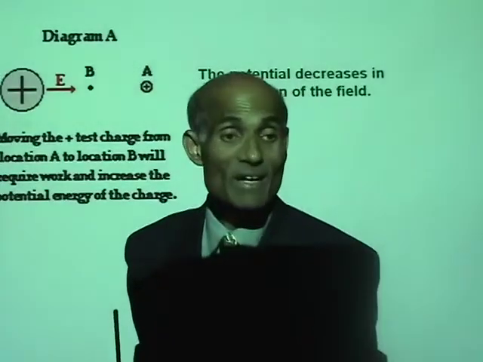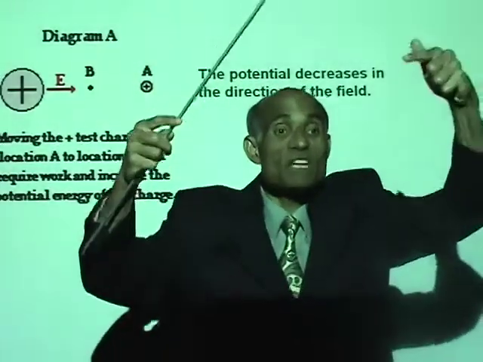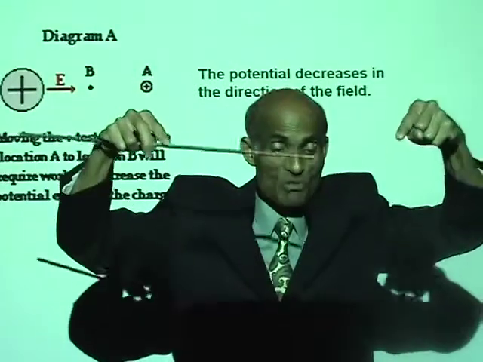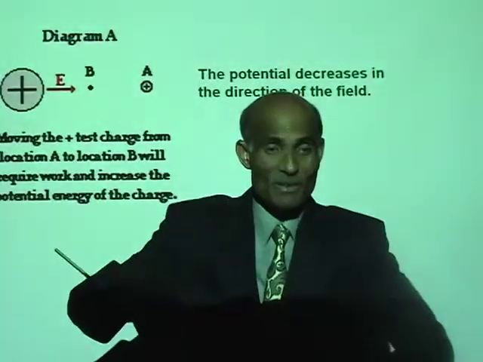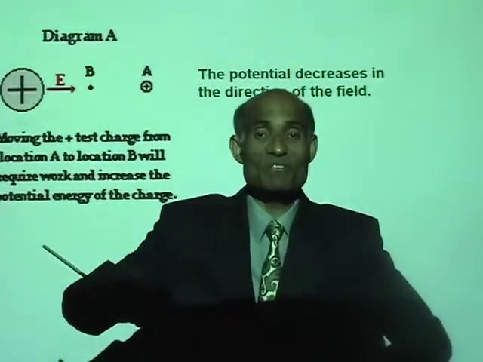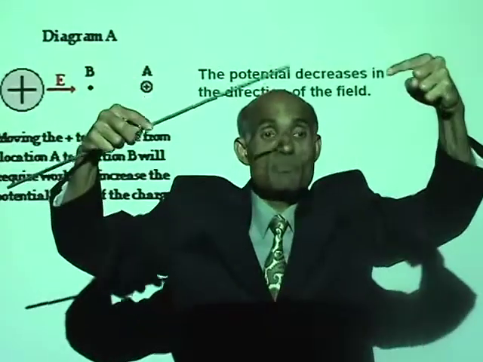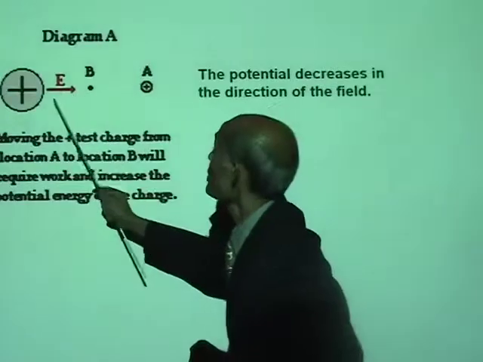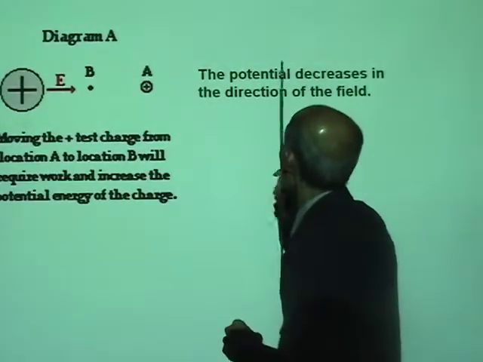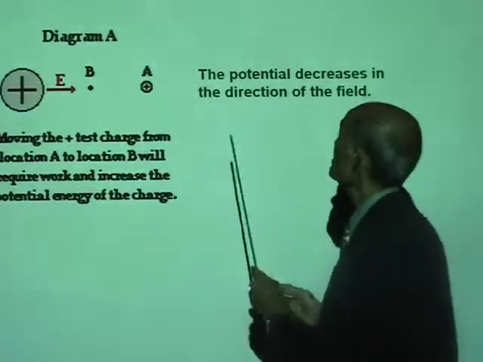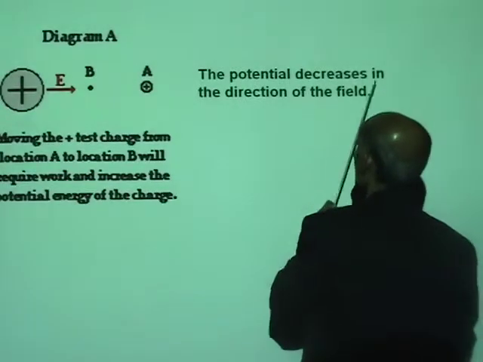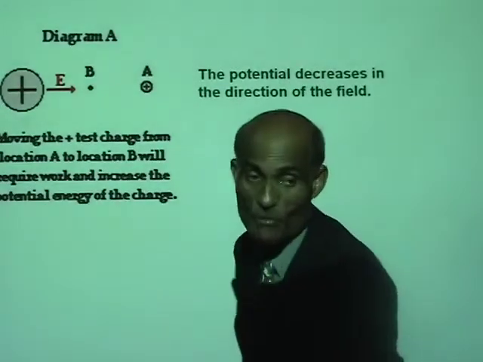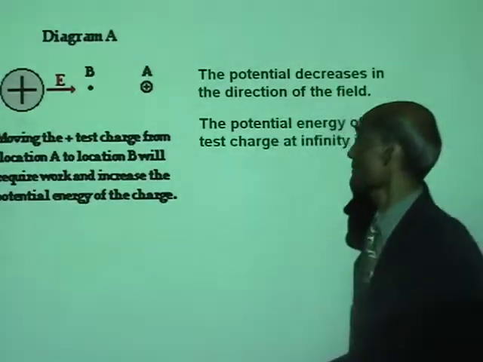In the same way, the direction of a gravitational field, you see, gravitational field is directed downward. What is the direction of the gravitational field? The direction of decreasing potential. In the same way, the direction of an electric field is the direction of decreasing potential. The potential decreases in the direction of the electric field.